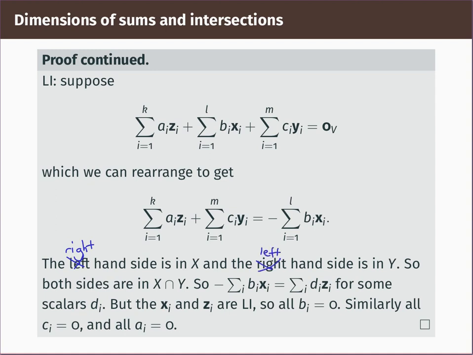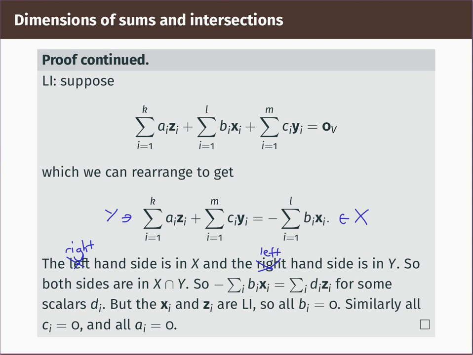Look at the thing on the right. That's a linear combination of x's, so it's in X. But on the left, you have a linear combination of z's and y's. The z's and the y's together were a basis of Y, so this is a linear combination of elements of the subspace Y, so it is an element of Y. Okay, so this thing on the right-hand side is an element of X and is also equal to something which is an element of Y. So it's an element of X and Y. That is, it's an element of X intersect Y.